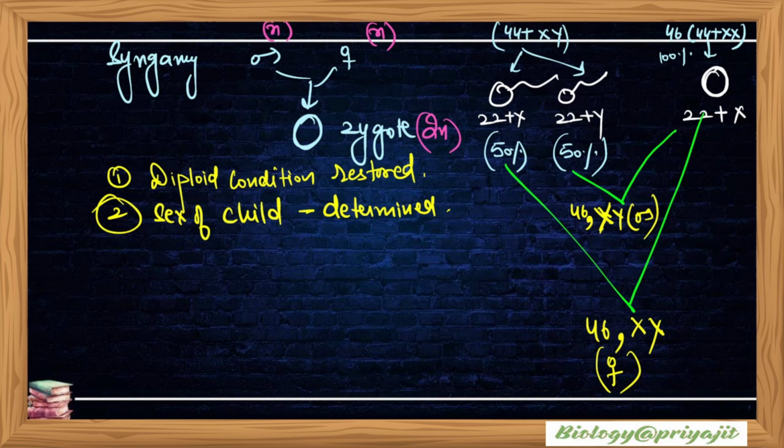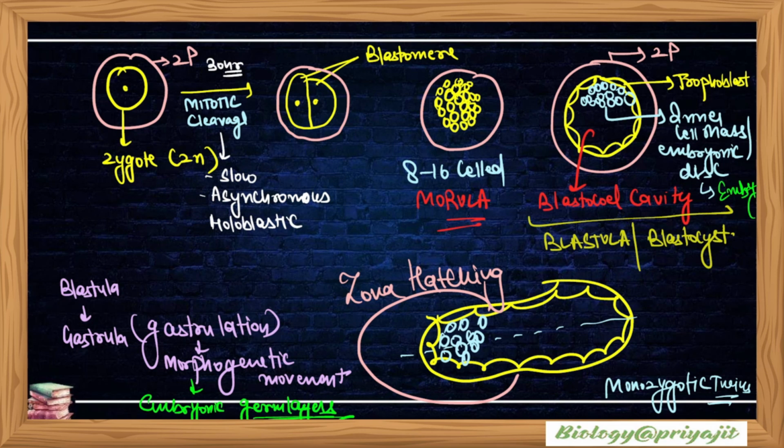When an X containing sperm and a Y containing sperm fuse with the ova, if the X containing sperm meets the ova, it will form a female child, and if the Y containing sperm meets the ova, it will form a male child. So the zygote is diploid in nature, 2N.